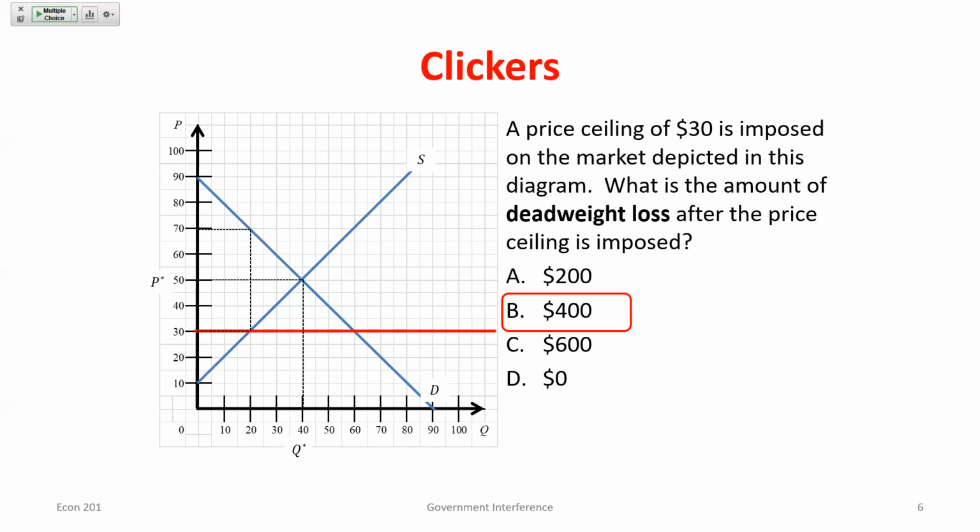So 70 to 30, right? That will be our base. We want 1/2 times base times height. So 1/2 times, well, I can get the height first. Our height was going from what? 70 to 30. Our base, we said we would have been at 40 units, but now we're only at 20, right? So 1/2 times 20 times 40 gave us that deadweight loss of 4. Questions on that one?